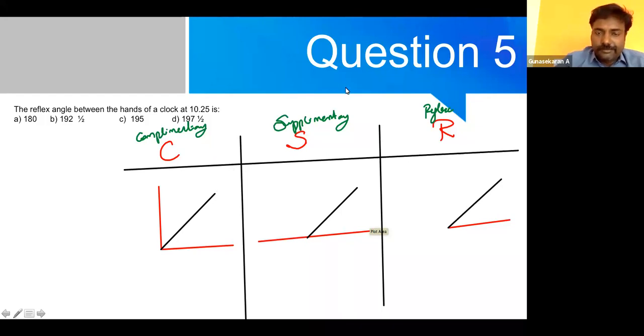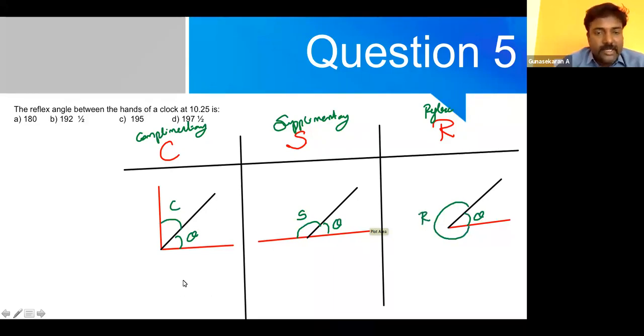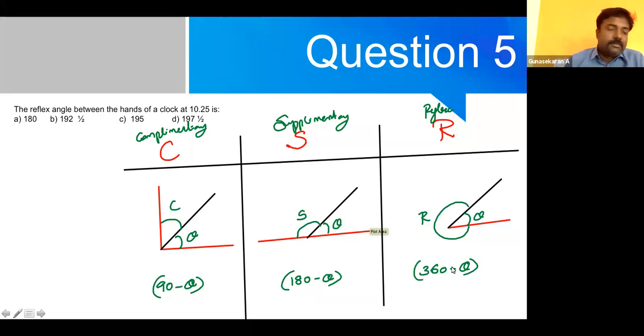Understand? So this is theta. This is complementary angle. This is theta. This is supplementary angle. This is theta, and this is reflex angle. So complementary angle means 90 minus theta. Supplementary angle means 180 minus theta. Reflex angle means 360 minus theta. 90, 180, 360. CSR, complementary, supplementary, and reflex angle.